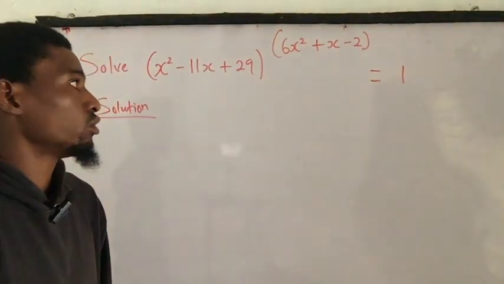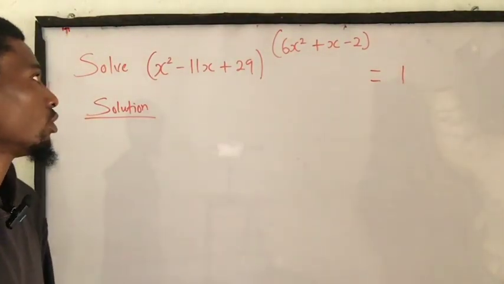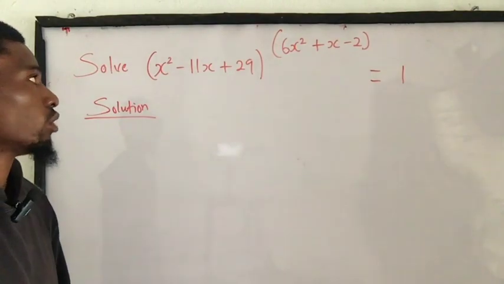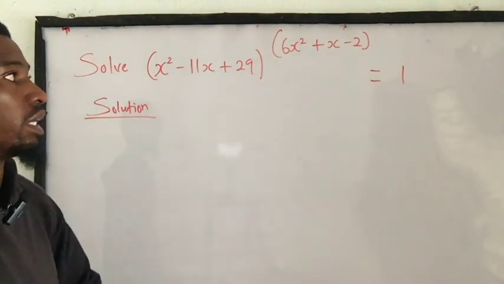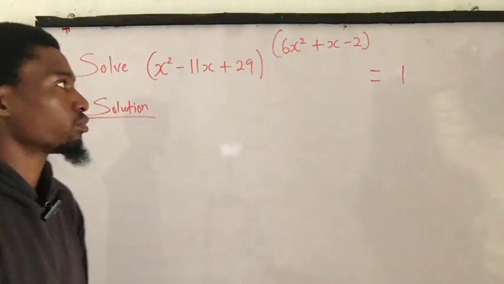In this tutorial, I'm going to provide the solution to this given equation, where you are to solve (x squared minus 11x plus 29) to the power of (6x squared plus x minus 2) equals 1.